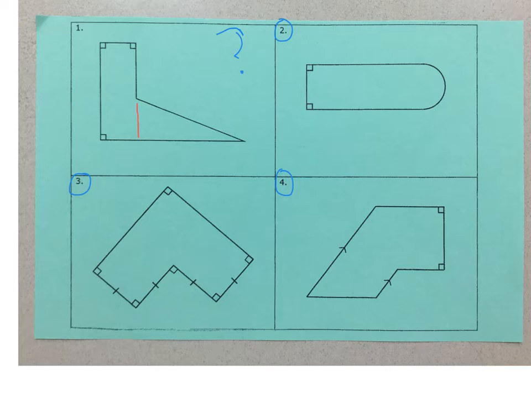how many figures do you have now? 2. And what do you see? What do you observe? A rectangle, okay, and a triangle.